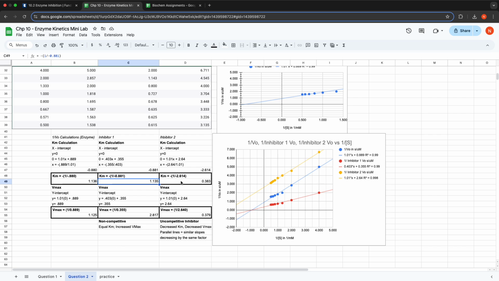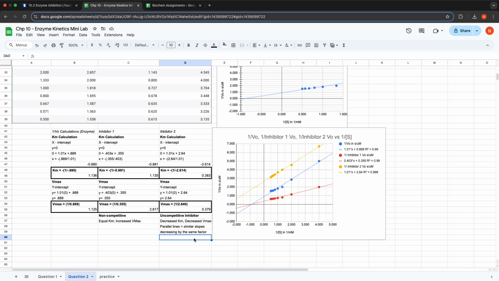Now, for inhibitor 2, we find that the Km, when compared to that enzyme, is relatively much lower. We also find that the Vmax is relatively much lower. So this is an uncompetitive inhibitor, for a couple of reasons. One, we talked about the decreased Km and Vmax in relation to this enzyme, but the other thing we see is that these numbers are decreasing by the same factor. We have the same exact slope on these two lines, 1.01 for both, and what that tells us is these lines are parallel, and again, that's a dead giveaway that this is an uncompetitive relationship.